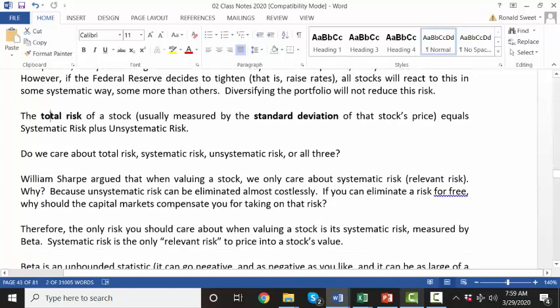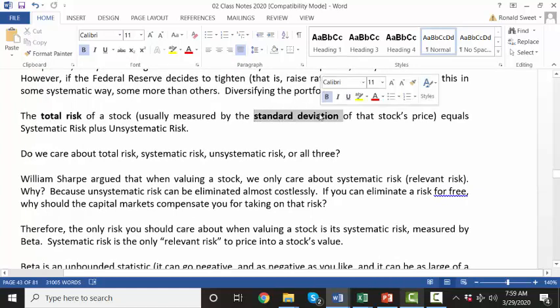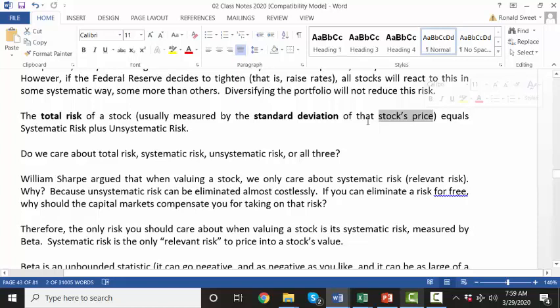All right, so total risk of a stock is very simple. You probably have had standard deviation. We've talked a little bit about it, but total risk is measured as the standard deviation of the stock's price. So you just take the change in the stock price over time and take the standard deviation of that, and that tells you the total risk of the stock. So total risk equals systematic risk plus unsystematic risk. So what do we care about? Total risk, systematic risk, unsystematic risk.